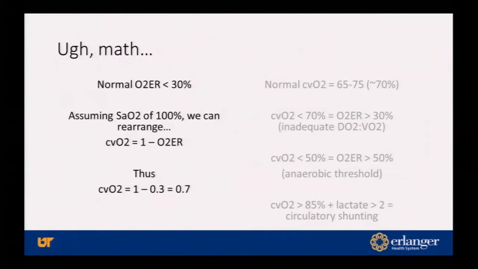Are you ready for some math? So if our normal oxygen extraction ratio is less than 30%, and we assume an oxygen saturation of 100%, we can rearrange that formula to say that our CVO2 equals 1 minus our oxygen extraction ratio, which we said should be 30% or less. So thus, we are left with a CVO2 of about 70%. 0.7 equals 70%. This is why we often say the CVO2 should be over 70%. Does it make sense now? This is where we got that. Obviously, there's a lot of assumptions in there.